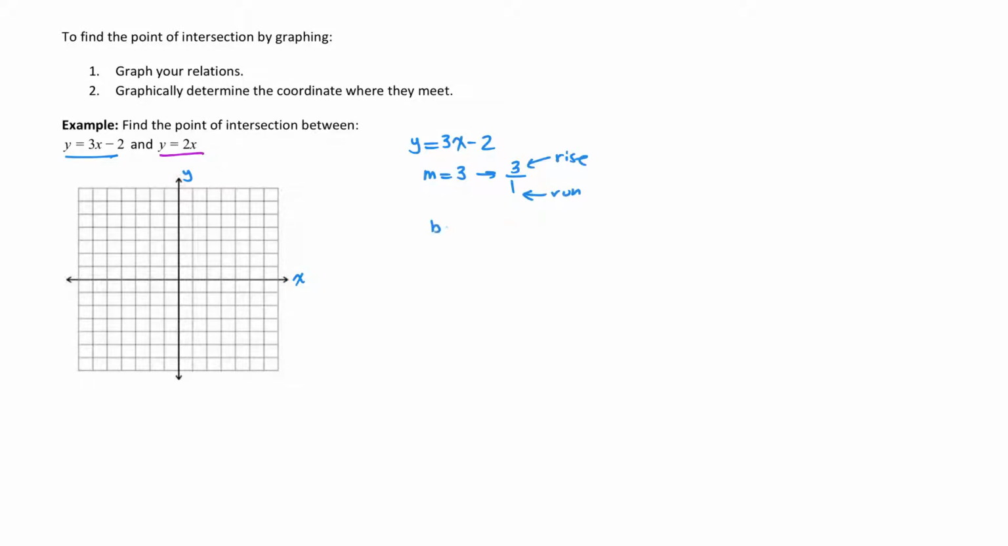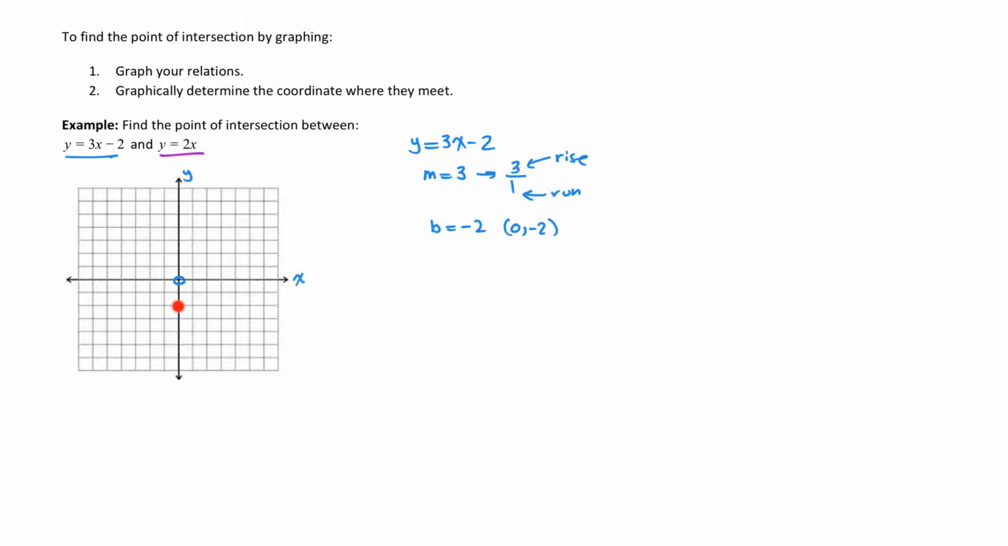And my y-intercept is negative 2, meaning that I have a coordinate of 0 and negative 2 on my graph. So this is my origin right here. Point 0 and negative 2 is right over here. From this point over here, I know this is one of the points on my line.